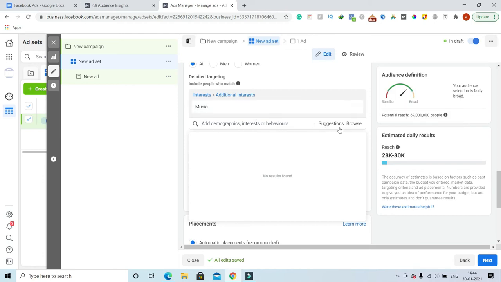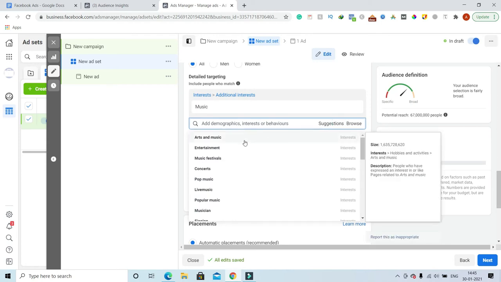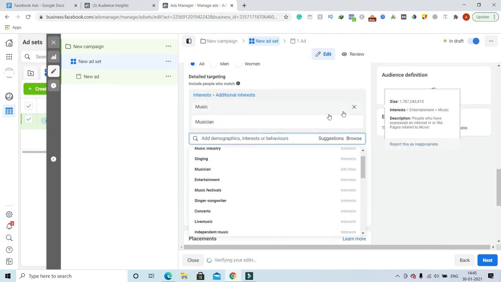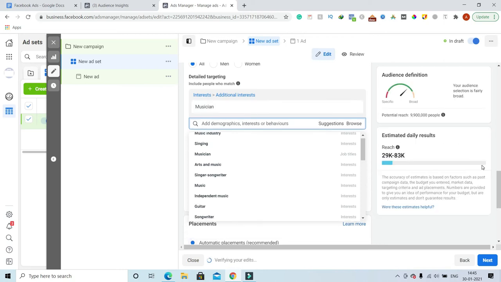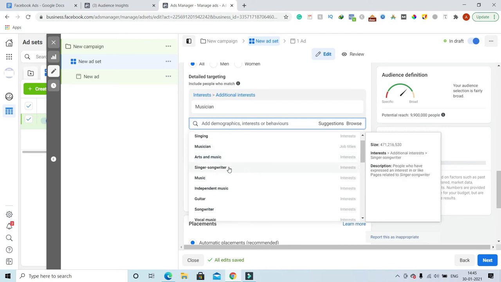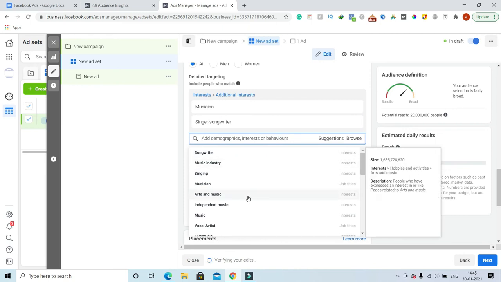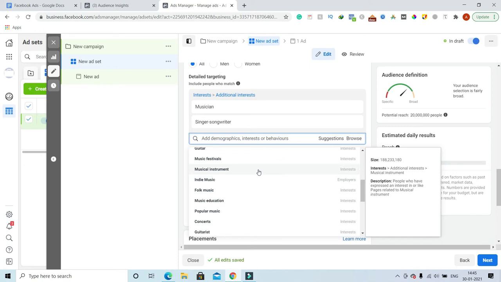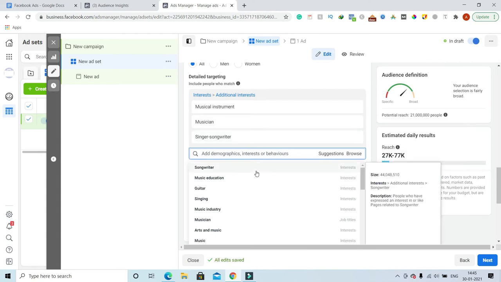Now when we go to music, we can click on the suggestions and we'll get art and music, music festivals, concerts, pop music, popular music, musician. Now musician would be a good interest to target. People who are generally interested in musicians would be willing to be a musician. So here is another good example: singer or songwriter. So these are the kind of interests. You have to be really selective in targeting things. Now musical instrument would be another good thing, because a person who is interested in some musical instrument would also be willing to learn that particular musical instrument.